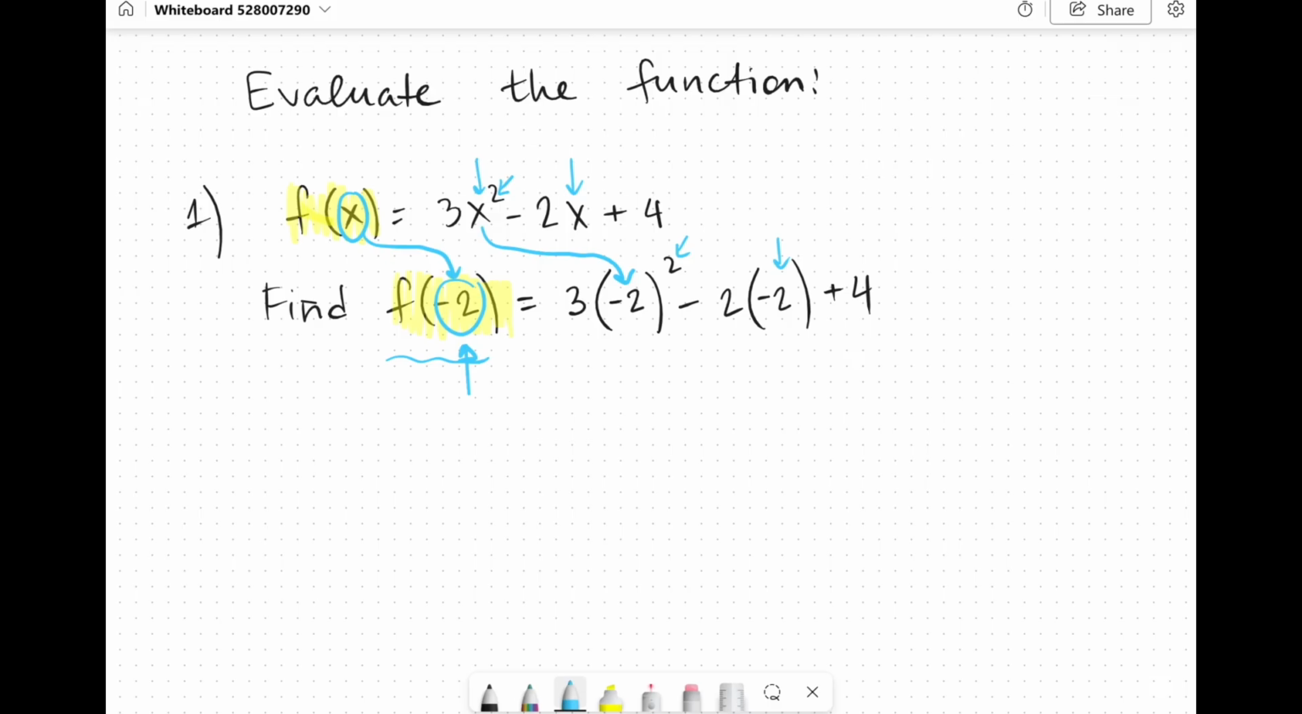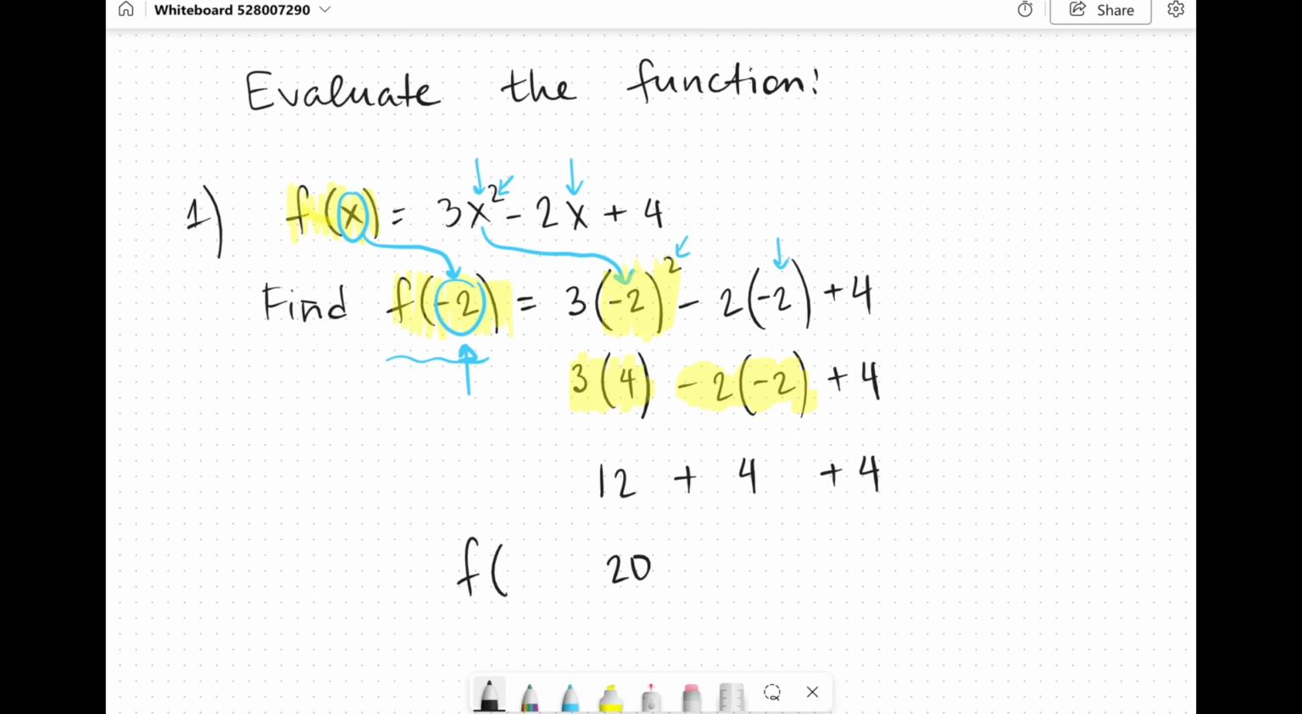Now we simply have to simplify this, so I will start by raising negative 2 to the power of 2. Negative 2 to the power of 2 is positive 4, so 3 times 4 minus 2 times negative 2 plus 4. The next thing we will do is multiplication, so 3 times 4, that's a 12. Negative 2 times negative 2 is a positive 4 plus another 4, and all in all it gives me a 20. So your answer is f of negative 2 equals 20.